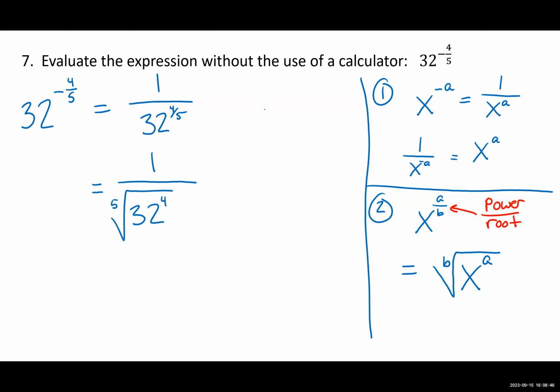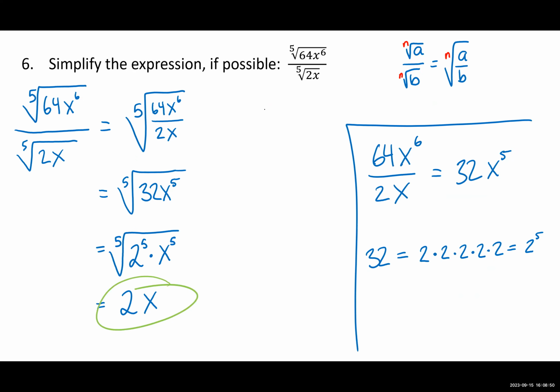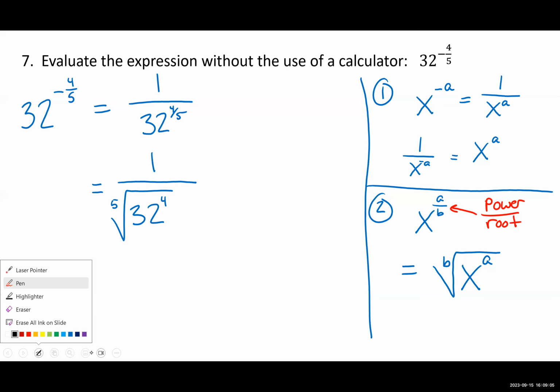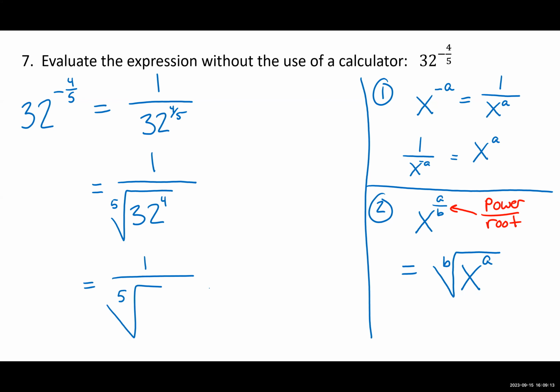Well, we saw in the previous problem that 32 is equal to 2 to the fifth power. 32 is 2 to the fifth. So 32 is 2 to the fifth, but there's still a fourth power there. So instead of saying 32 to the fourth, that's 2 to the fifth, which is 32, raised to the power of 4.